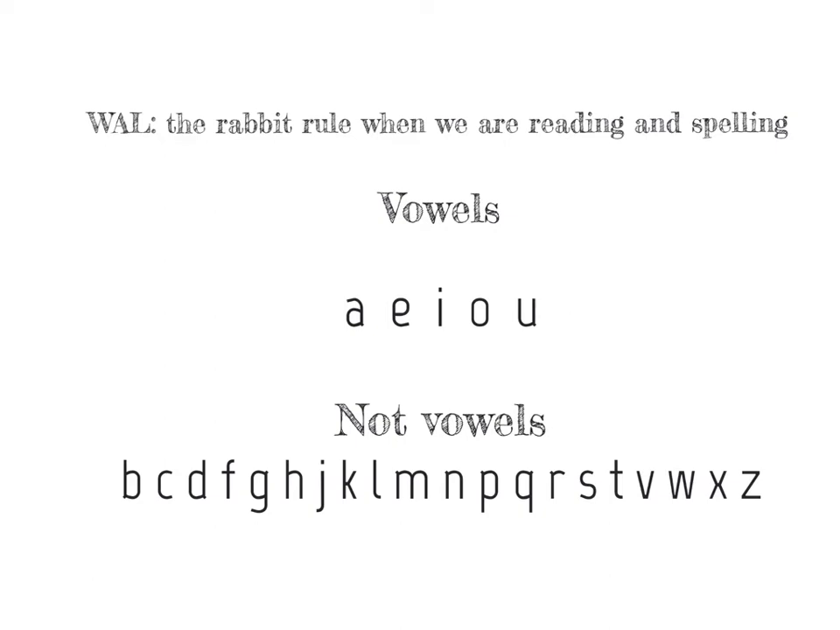We're learning the rabbit rule when we are reading and spelling. Let's have a look. Vowels. We know that a vowel is A, E, I, O, or U. Sometimes we have Y, remember. And now the other letters are the consonants. So B, C, D, F, G, H, J, K, L, M, N, P, Q, R, S, T, V, W, X, and Z.